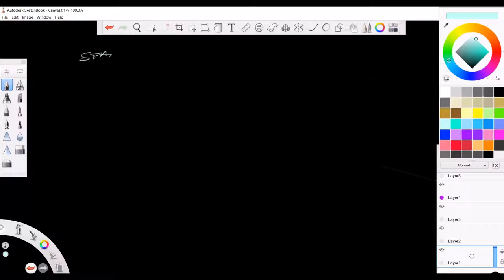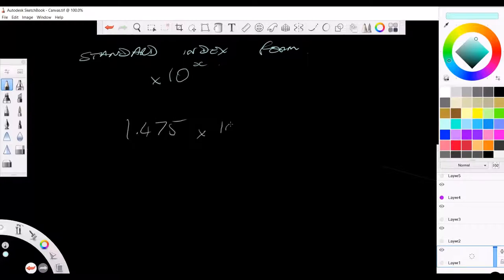No, excellent. Standard index form. That's on your calculator at the bottom. If you've got an FX83GT, it's probably the bottom in the middle. There's a button that says times 10 to the power X. Now, 1.475, that's a random number, by the way, times 10 to the power 5.